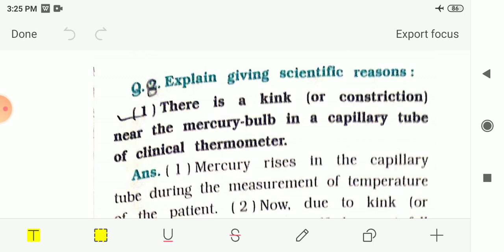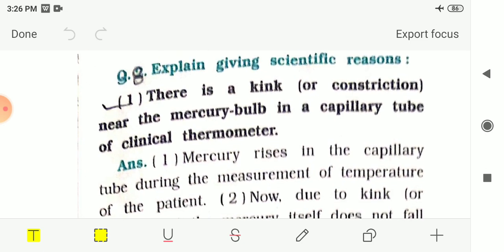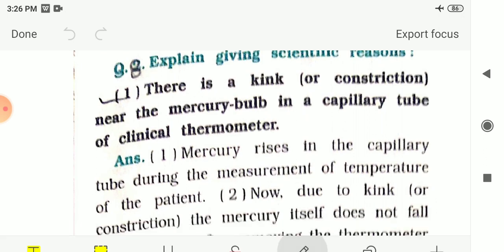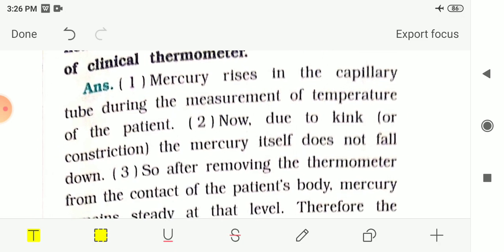Now we will continue the exercise, and the next question in this exercise is give scientific reasons or explain by giving scientific reasons. In that, the first one is: there is a kink or constriction near the mercury bulb in the capillary tube of a clinical thermometer. We have to give the reason why the kink is there in the clinical thermometer. So here the reason is given to you.